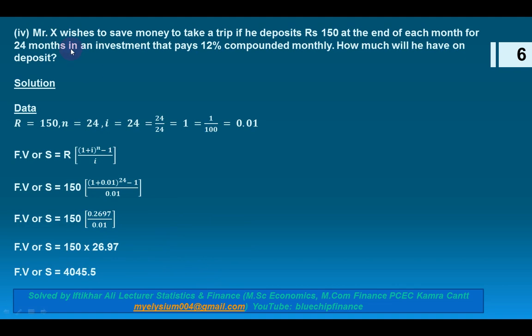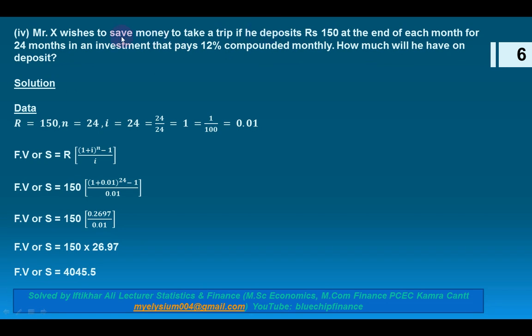Question number 4 is that Mr. X wishes to save money to take a trip. If he deposits rupees 150 at the end of each month for 24 months in an investment that pays 12% compounded monthly, how much will he have on deposit? First of all, it is important to understand what is the exact case, either simple interest, compound interest, or annuity. If there are multiple deposits, surely it is the case of annuity.